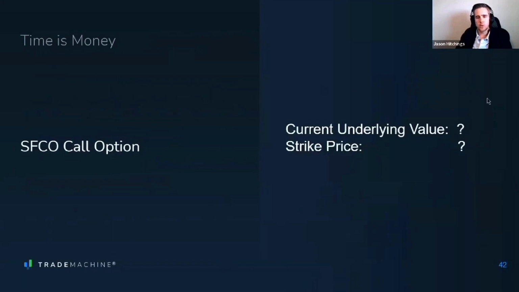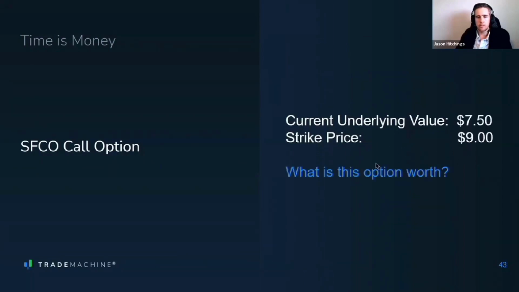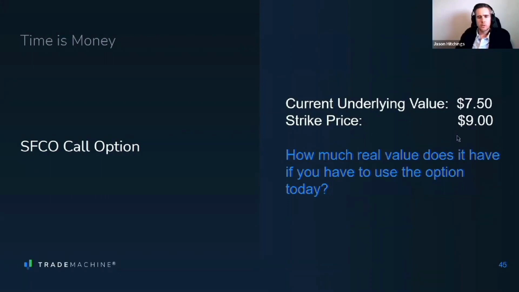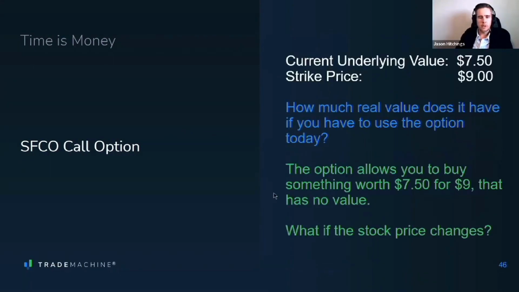So in the options world, what would you call these things? The current underlying value, that's the stock price. And the strike price is the price that you have the right to buy it at. So at this point, can you say what this is worth? Not really. If you're going to buy the stock today at $9, it doesn't have any current value because you can buy it in the market at $7.50. So we need more pieces of information. In terms of what it's worth now, nothing. Buying a soda at $5 if you can buy the soda in the machine at $1 doesn't have value.